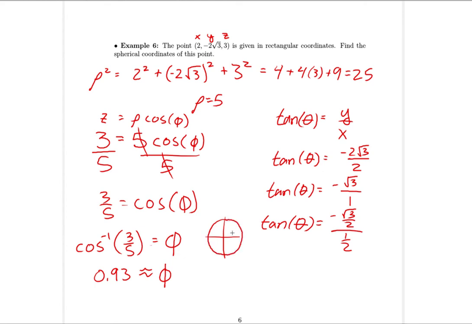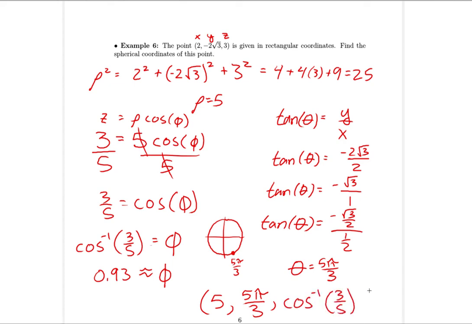In quadrant 4 here, when is the sine negative root 3 over 2 and the cosine 1/2? Well, that would be down here at 5 pi over 3. So we get theta is 5 pi over 3. So my spherical coordinates would be 5 pi over 3, and then the cosine inverse of 3/5 to keep it exact.